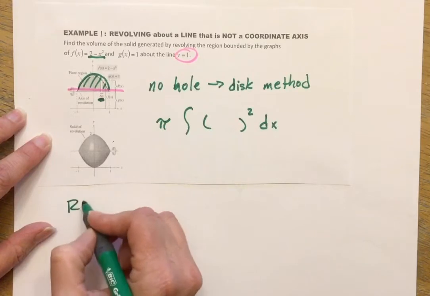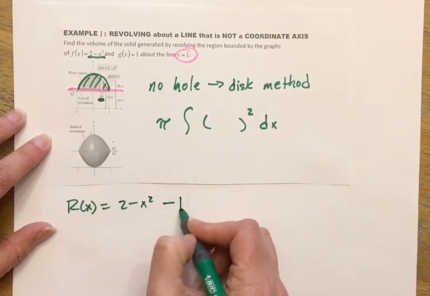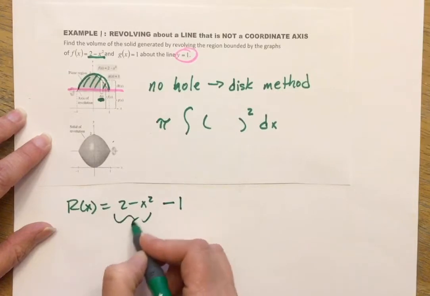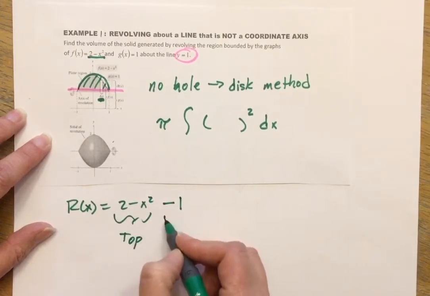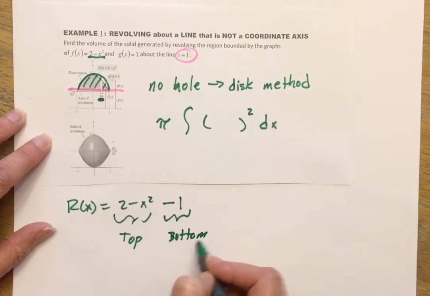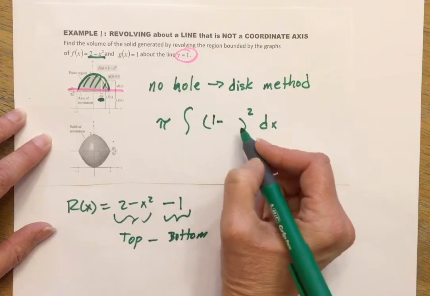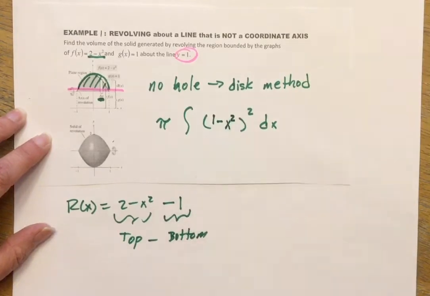So for our radius, we're going to say that we have 2 minus x squared, minus 1. And again, this is the function that's on the top, and that is the function that's on the bottom. So we end up getting (1 minus x squared) quantity squared.